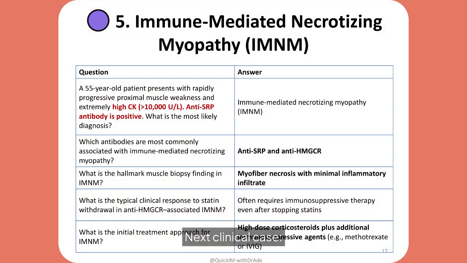Next clinical case. A 55-year-old patient presents with rapidly progressive proximal muscle weakness and extremely high CK above 10,000 units per liter. What is the most likely diagnosis? Answer is immune-mediated necrotizing myopathy. What antibodies are commonly associated with this condition? Anti-SRP and anti-HMG-CoA reductase antibodies.